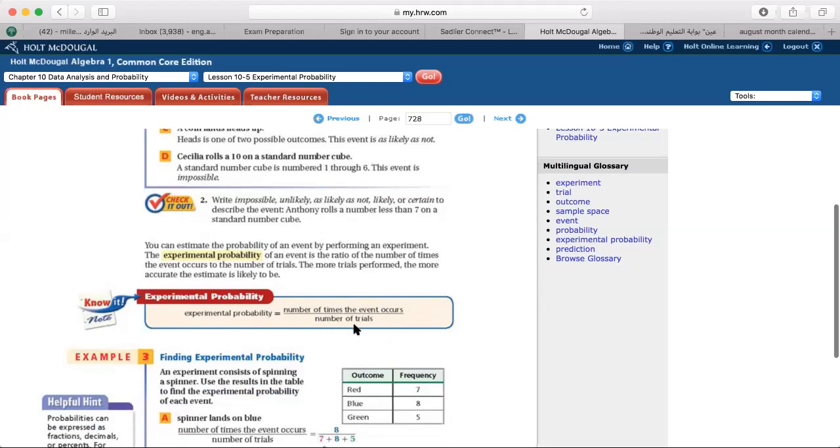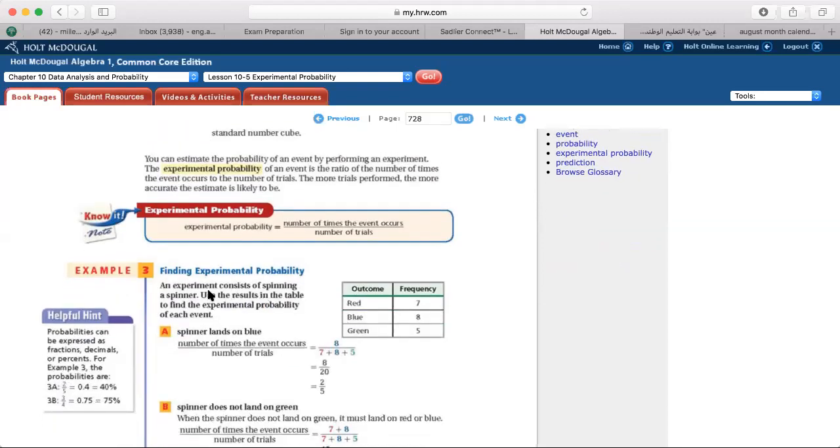Okay, girls, like in number 3. An experiment consists of spinning a spinner. Use the results in the table to find the experimental probability of each event. The experimental probability is the number of times the event occurs over the number of trials, all the trials.